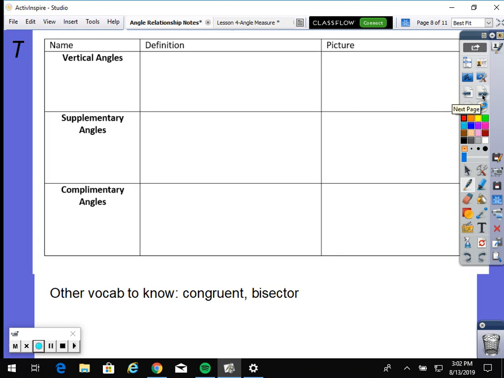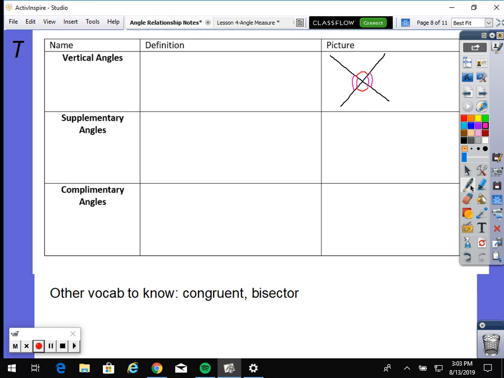So we have some different relationships for these angles. So the first one we have is vertical angles. And I'm going to start by drawing the picture. So vertical angles comes from the intersection of two lines or two line segments, and they are across from each other. So this angle and this angle, I'm going to use colors to mark them. The red are both vertical angles, and then these pink ones here, these are vertical angles.